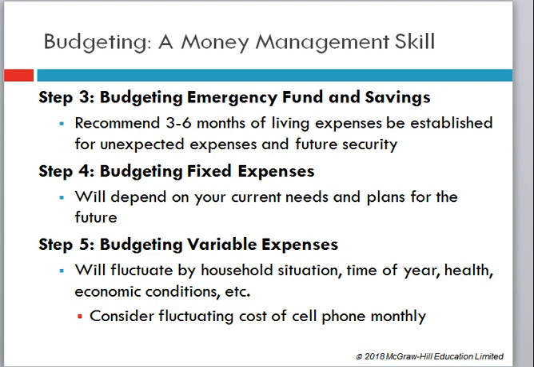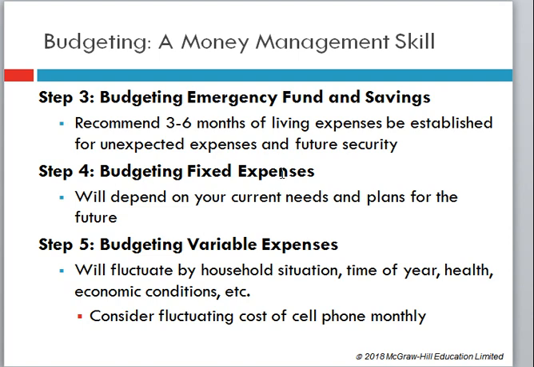Step 3 is budgeting emergency funds and savings. It is recommended that you have 3 to 6 months of living expenses for unexpected expenses and future security. So you need to save 3 to 6 months of your monthly expenses in a liquid form, in a liquid instrument.